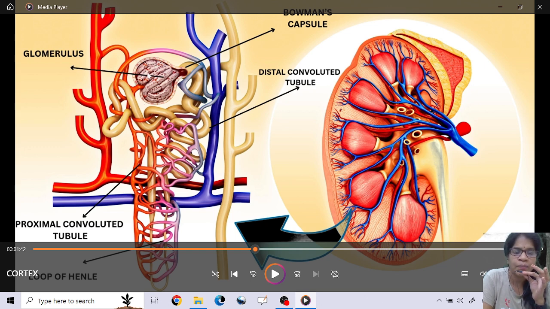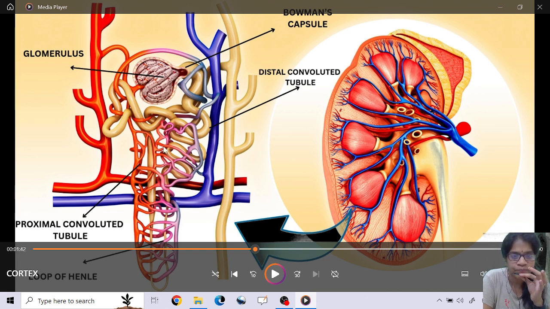Okay, so whenever the blood passes through it, because of the difference in the pressure generated, the nitrogenous waste, water, and some inorganic and mineral salts would start to be filtered into the lumen of your Bowman's capsule. Okay, that is how it enters into your tubule.